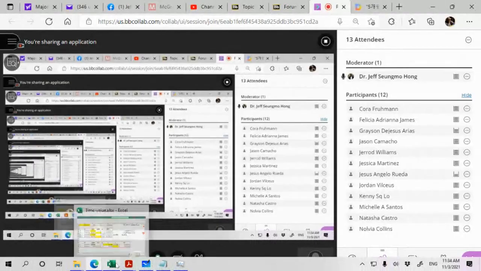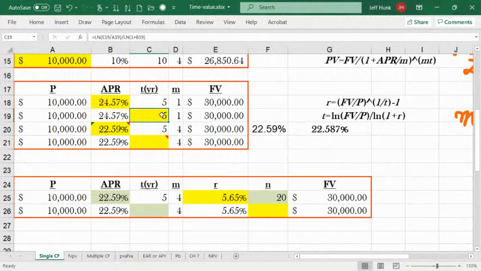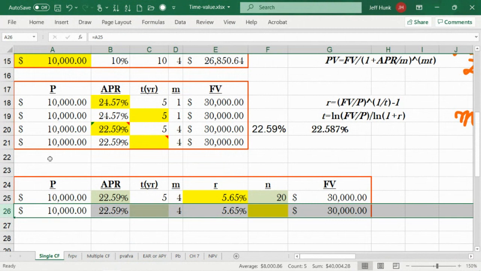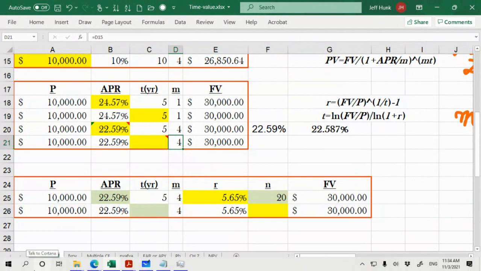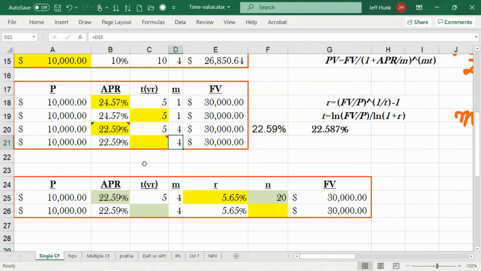Okay, if you have it in front of you, I think the first one was not that difficult, right? Now, let's go to row 26. If the compounding frequency is 4, quarterly compounding, how many years will it take? Most likely it will be about 5 years, but because the compounding frequency is greater, it should take less than 5 years to get to the same target future value.